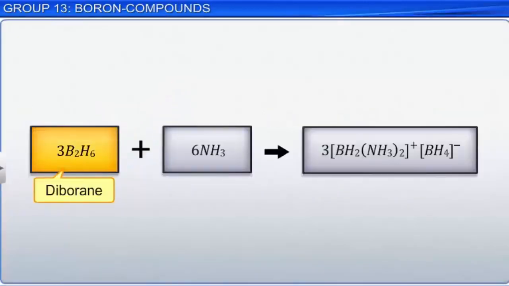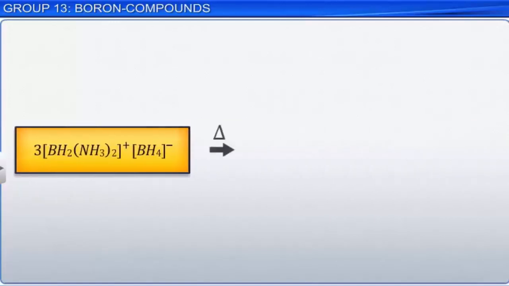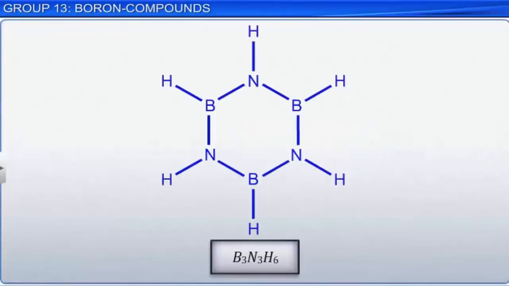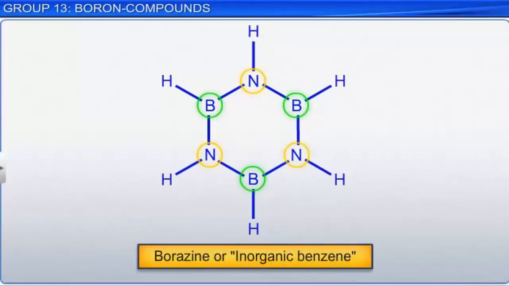Diborane can react with ammonia. Initially, the reaction of diborane with ammonia produces an adduct, diammoniate of diborane. This exists in a slightly different form, as shown in the chemical equation. When this substance is heated further, borazine, B3N3H6, is formed. Note the alternating boron and nitrogen atoms in the 6-membered ring of borazine. Since it resembles benzene structurally, it is called inorganic benzene.